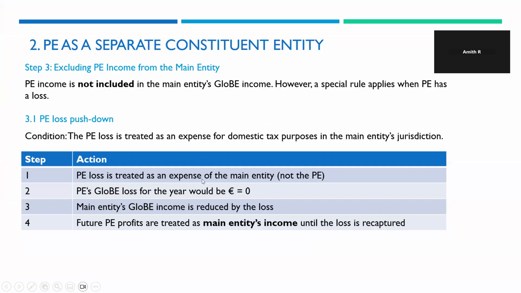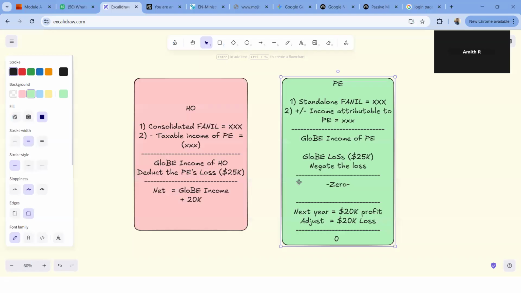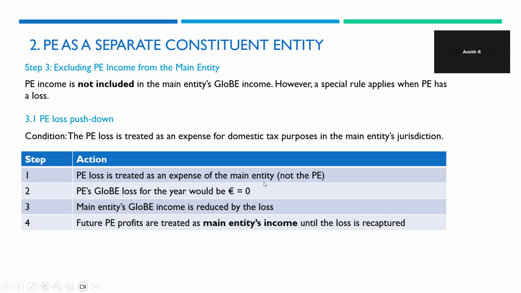PE loss is treated as an expense of the main entity. PE's globe loss for the year would be zero. Main entity's globe income is reduced by the loss. Future PE profits are treated as main entity's income until the losses are recaptured. Why they are doing it is to avoid double counting of losses in both jurisdictions. They are putting everything only in one jurisdiction. This is called loss pushdown.